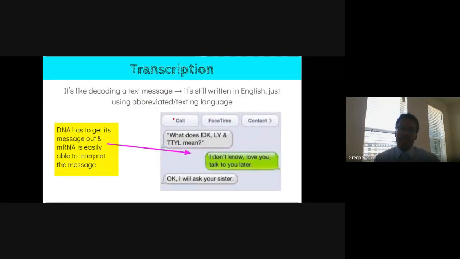Transcription is like using the same language, but putting it in a slightly different format. For example, some of the text messages that you all may have sent in the past or continue to send use abbreviations. You use text language. It's still English, but it is written in a slightly different format. So it needs to be transcribed into more standard English to be understood by some people. We're going from the ATCG of DNA to the AUCG of RNA. Same language, they both are written in nitrogen bases, but there's a slightly different format because DNA has a T, RNA has a U.